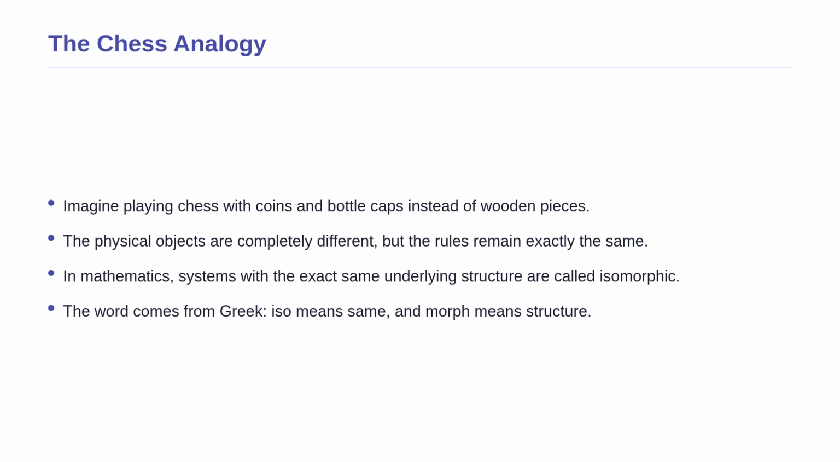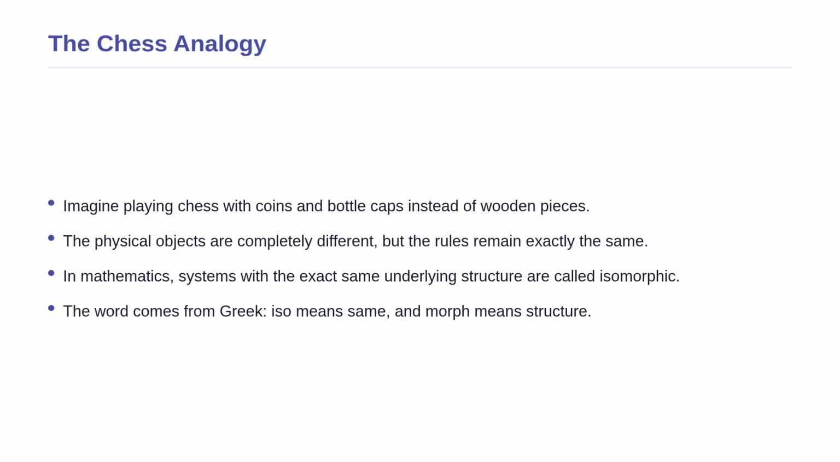To understand what an isomorphism is, imagine you are playing a game of chess. You normally use standard wooden pieces like knights and rooks. Now, imagine you lose your set, so you decide to play using coins, bottle caps, and buttons instead. The physical objects you are holding are completely different. However, the rules of how they move, interact, and capture each other remain exactly the same.